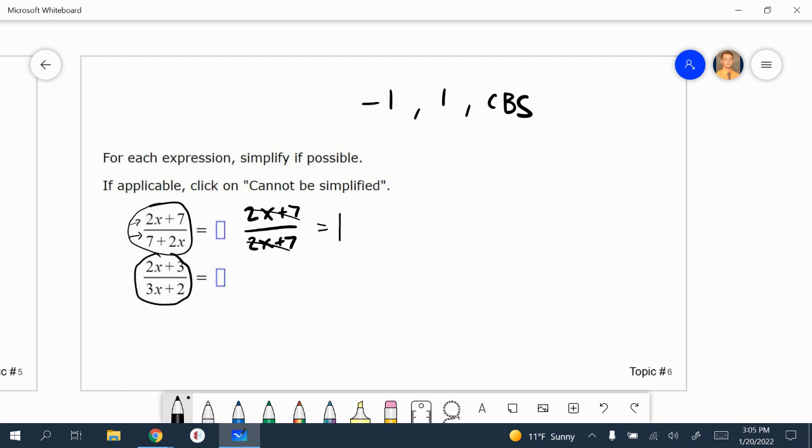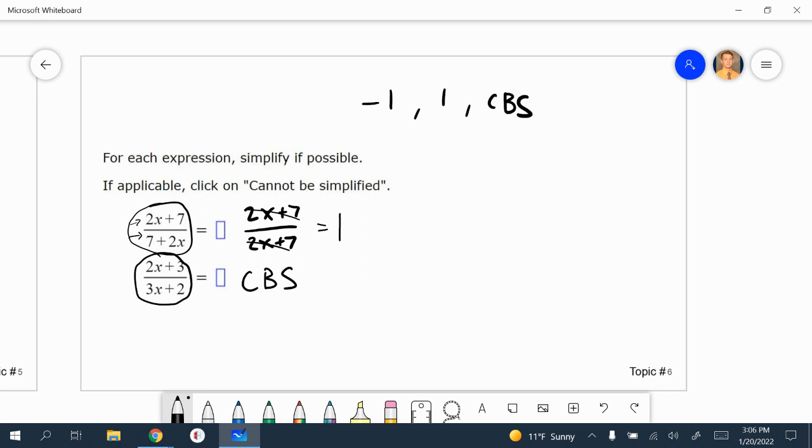For this bottom one, it's a little tricky. I see there's a 2 on the top and the bottom. I see there's an x on the top and the bottom. And I also see that there's a 3 on the top and the bottom. But the problem is we can't cancel a 2x with a 3x. That doesn't work. So this one is going to be not possible or cannot be simplified. That technically is simplified all the way. Even if you flip things around, it's not really going to work.